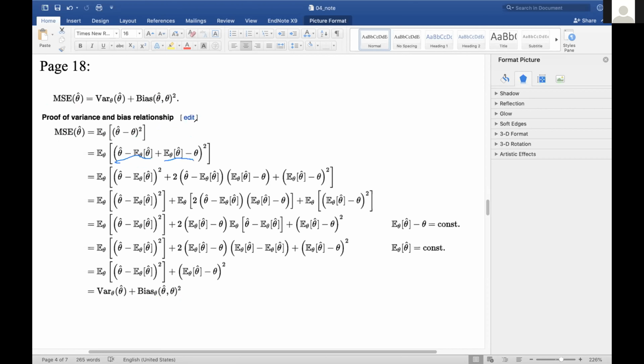The theta hat is the sample variance and the theta is the actual ground truth variance. Is that correct? No, this is not correct.